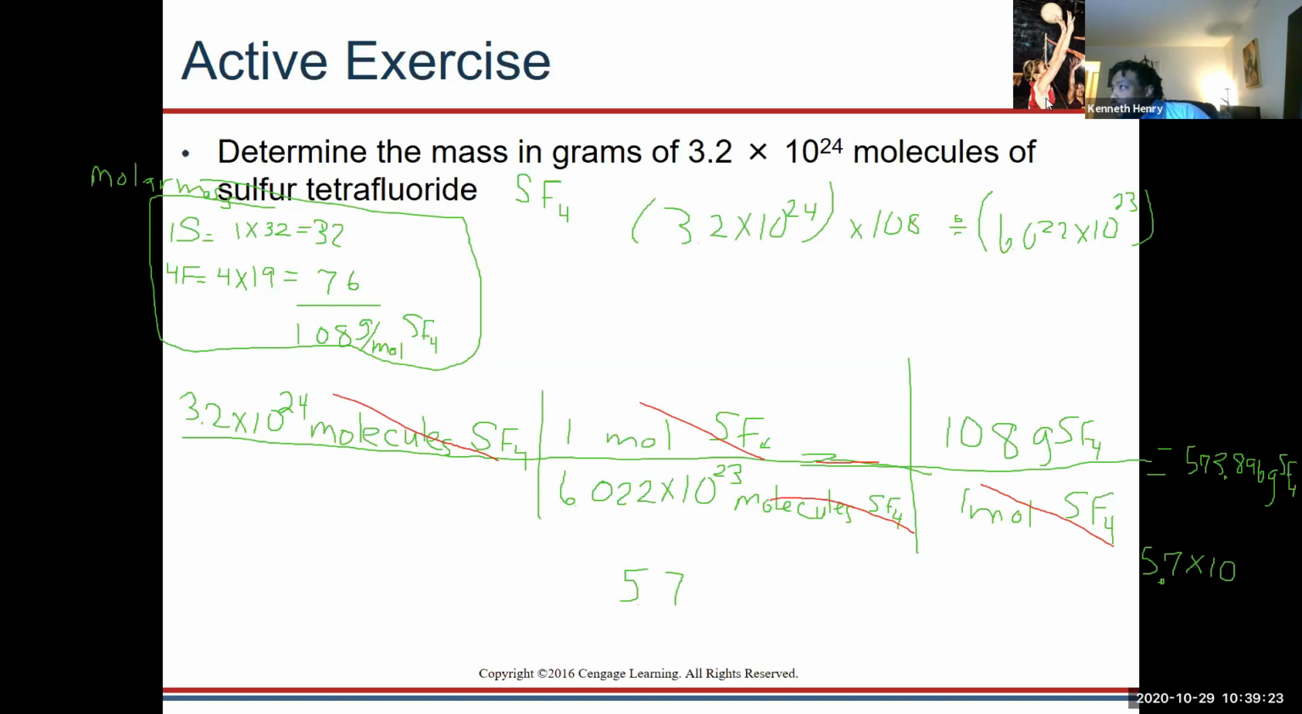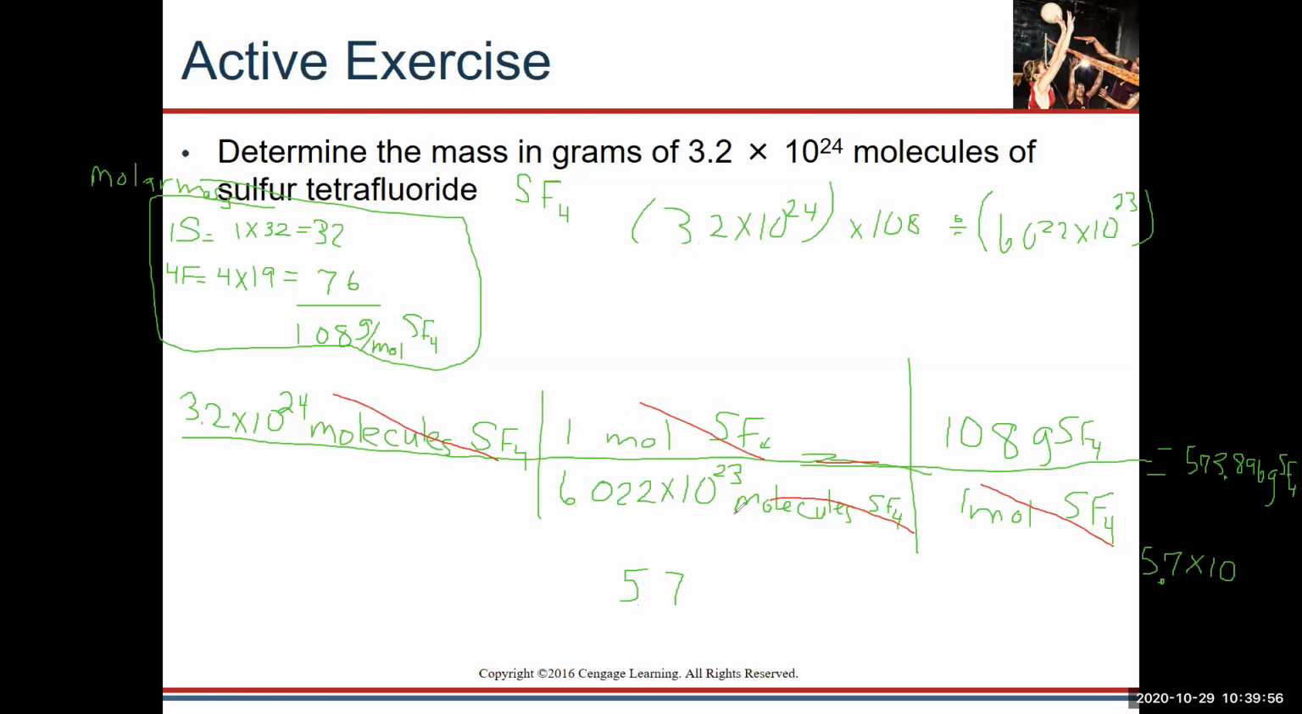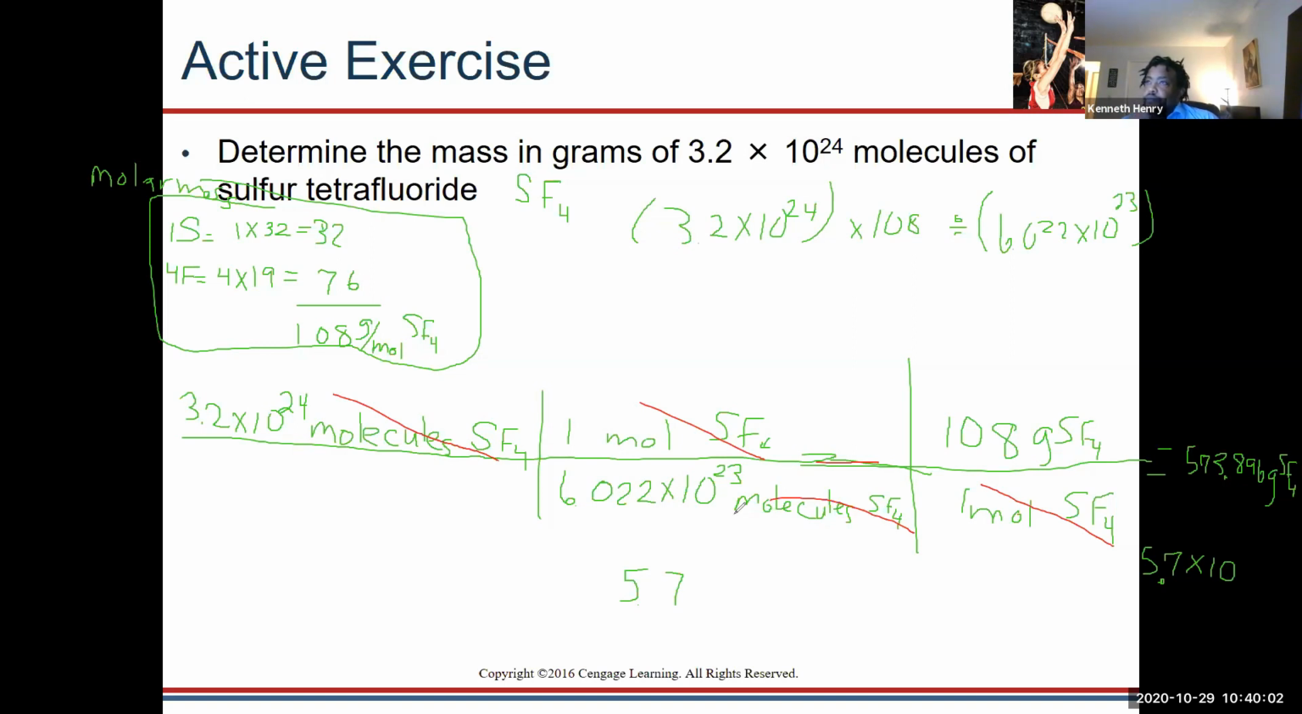So it's screwed up somehow, because it should be 5.7 times 10 to the second power. Try entering it one more time. So 32 times 10 to the 24th times 108, and then divide that by 6.022 times 10 to the 23rd. You want to put these in parentheses. So I was supposed to put 1.08 in parentheses too? Yeah, just to be sure. Okay.